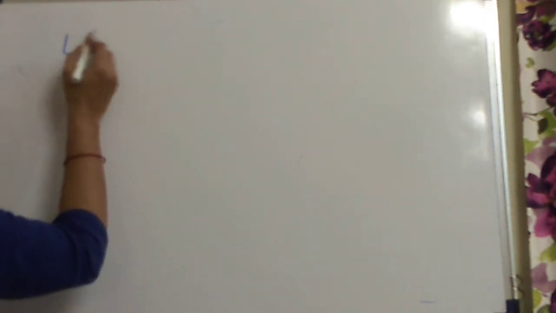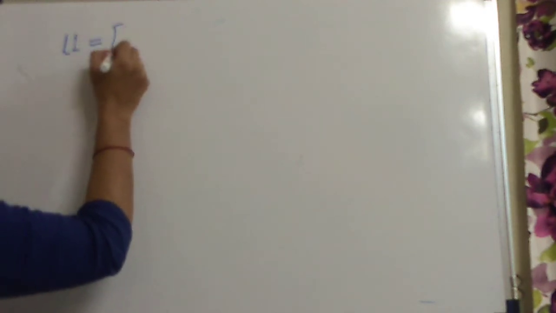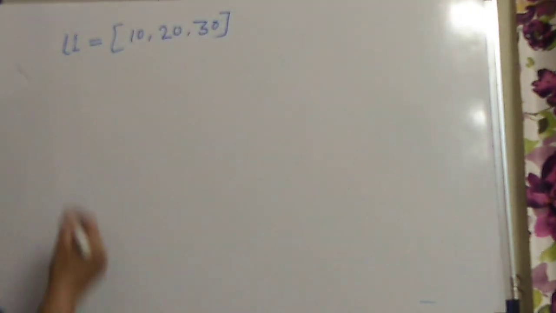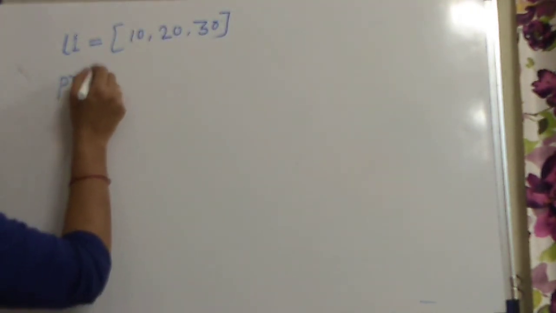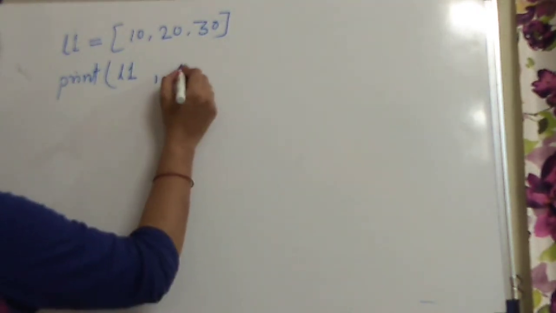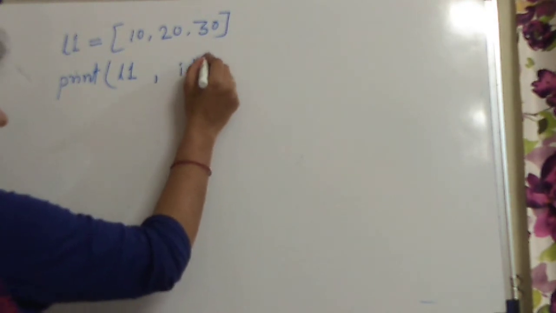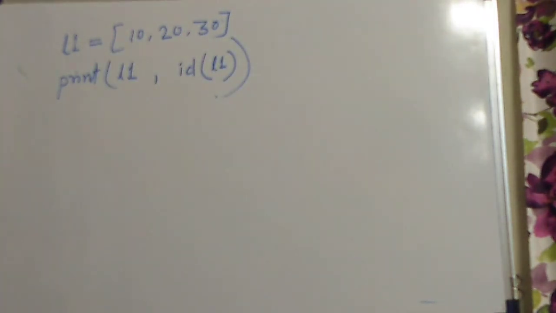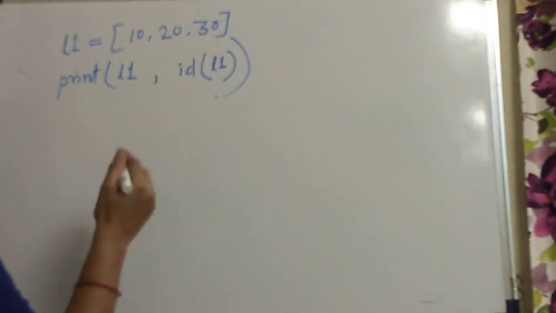Now let us create a list variable. Let us create a program which will hold a list: L1 equals 10, 20 and 30. Clear? Now let us print L1. I have already told you that when you print the ID, it will print the reference, the identification number. Clear? So you write ID of L1.